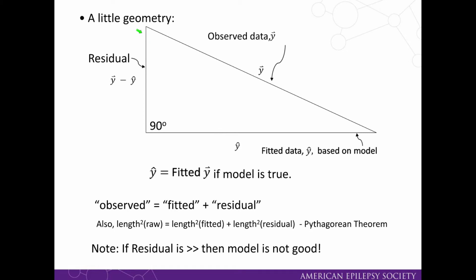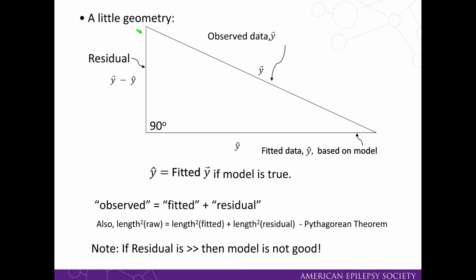We make a perpendicular bisector. Notice that's 90 degrees there. And we say, well, how far is it from this model? That's how far. And this would be y hat, which is the fitted data based on this model. And in statistics, we always put hats above things to show that we're estimating something.